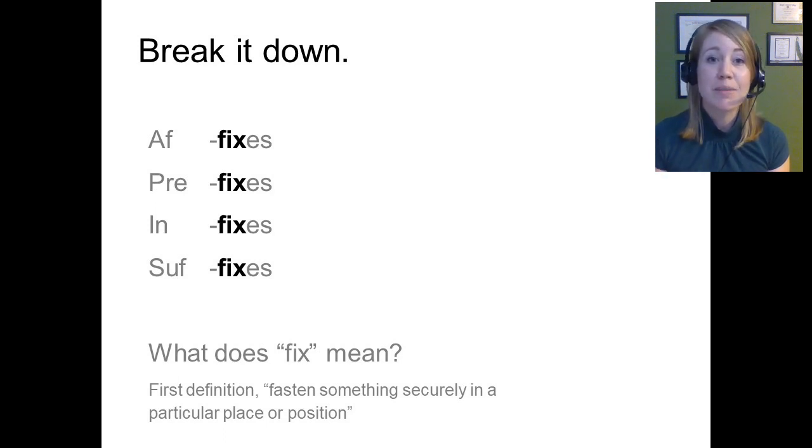Well, what does fix mean? Literally, the first definition in a dictionary: fix means to fasten something securely in a particular place or position. So fastening. Now, you already know we're working with words. We're linguists. This whole class is about language. So as you can imagine, we're fastening words to words, or in this case, morphemes to morphemes.